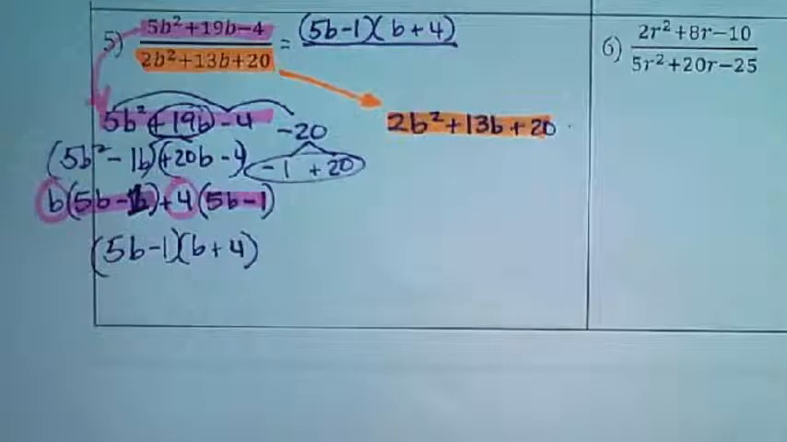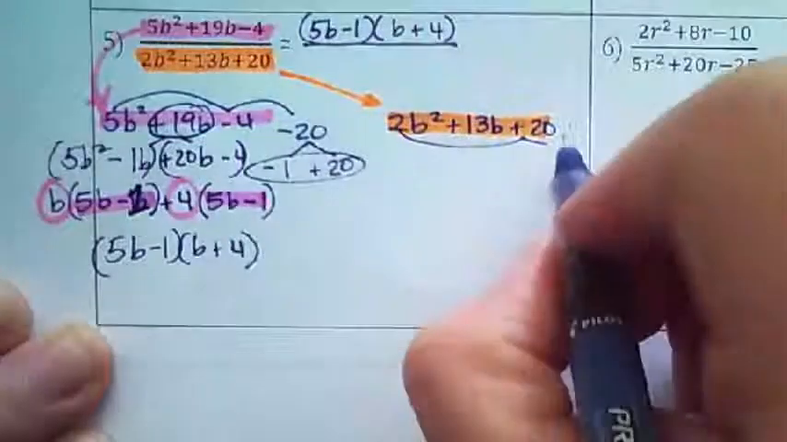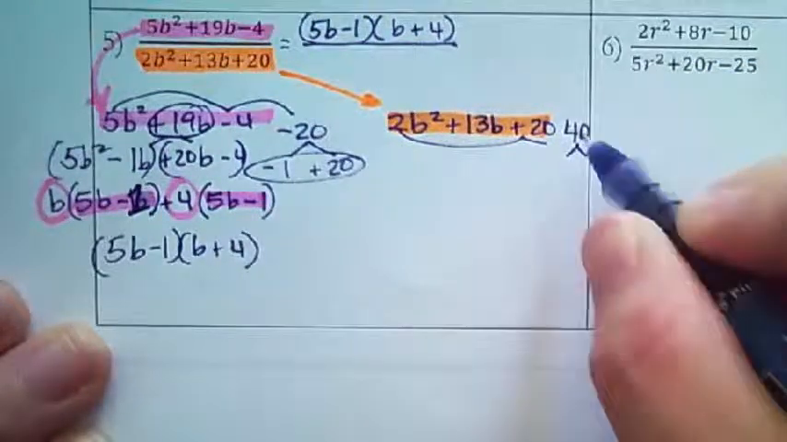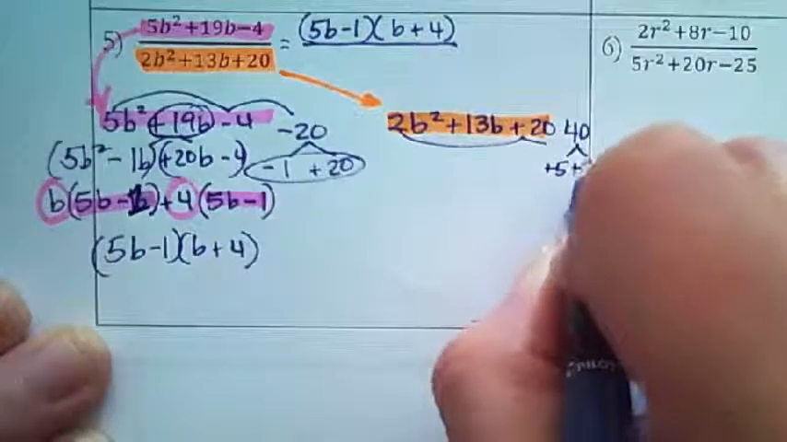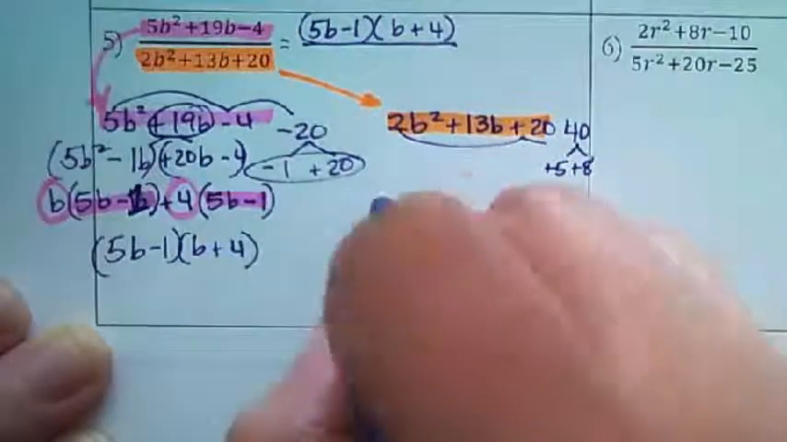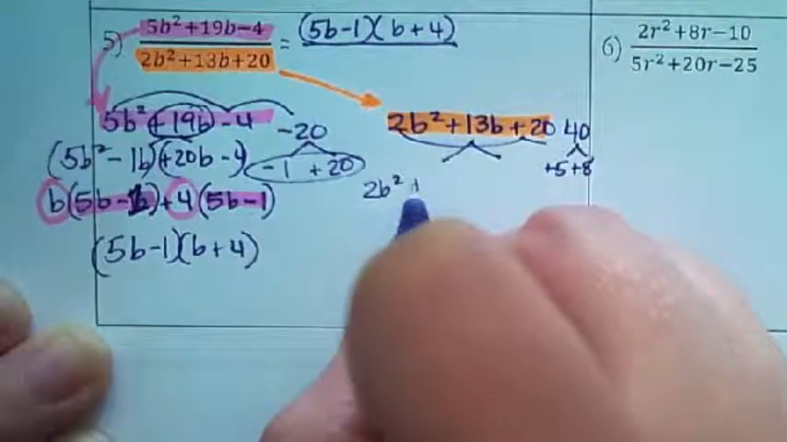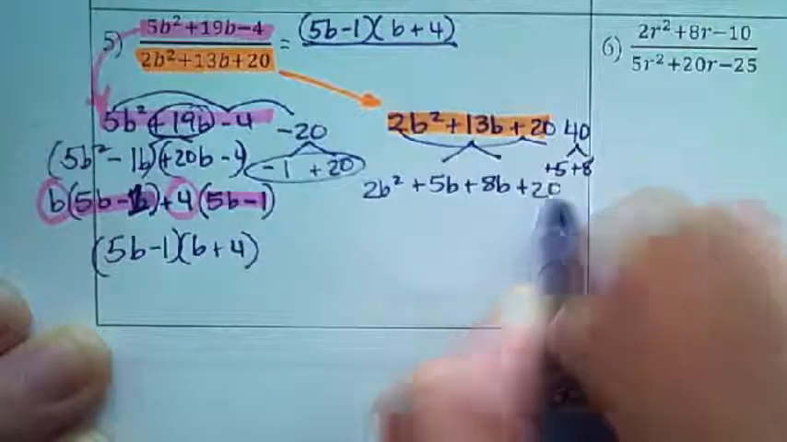Now let's do the same thing for the denominator. 2 times 20 is 40. Now it may take you a little while. You can go through all the factors of 40, but I happen to know that positive 5 and positive 8 will work. So I'm going to split my term. 2b squared stays the same. 13b is going to become positive 5b and positive 8b, and then my 20 at the end.